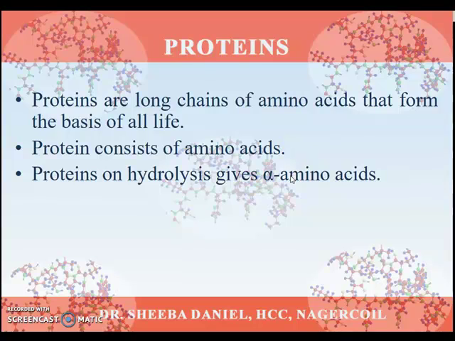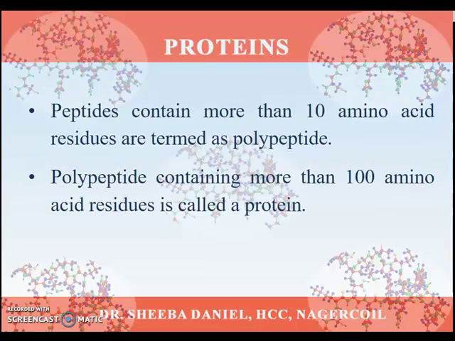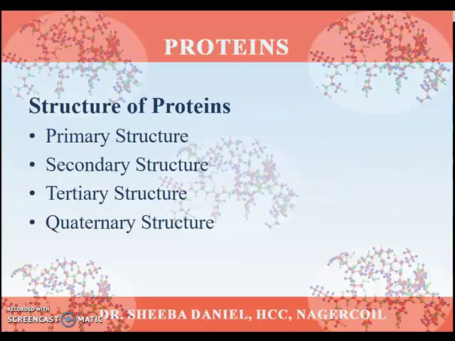Proteins consist of amino acids, and proteins on hydrolysis by enzymes, acids or alkalis form alpha amino acids as the final product. Two or more amino acids combine together to form peptides. Peptides containing 2 to 10 amino acids are called oligopeptides. Peptides containing more than 10 amino acid residues are termed polypeptides. Polypeptides containing more than 100 amino acid residues are called a protein.